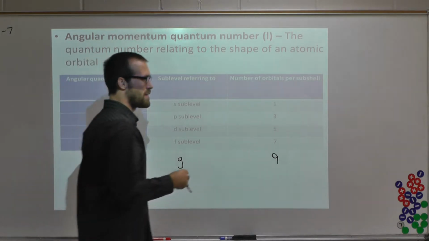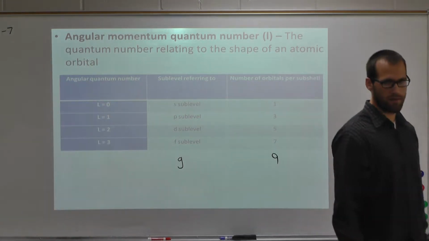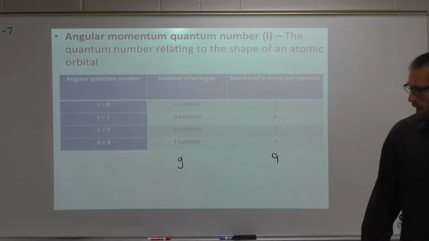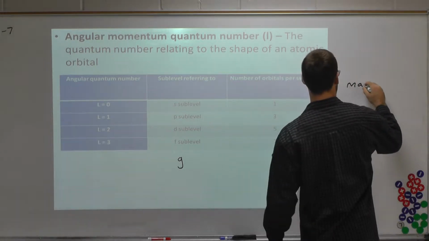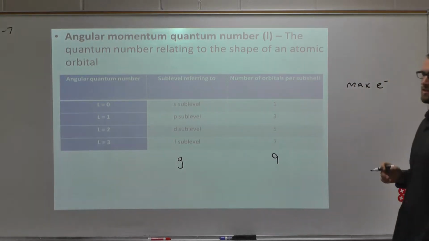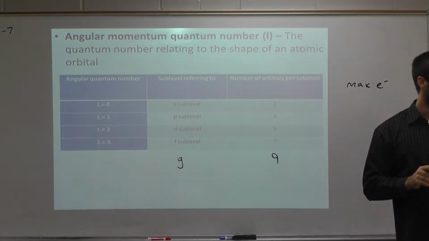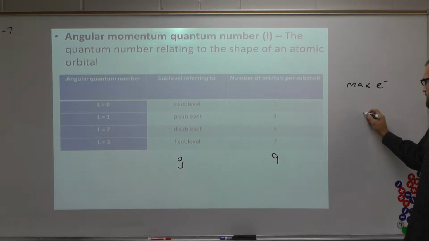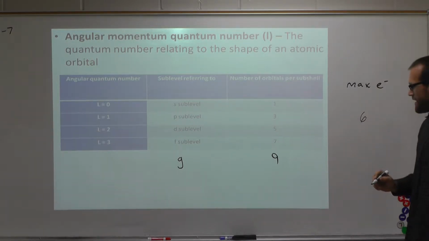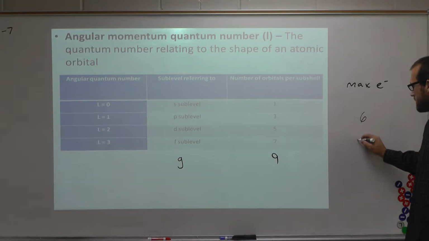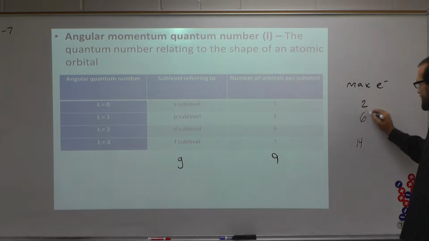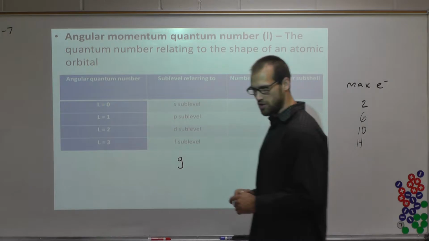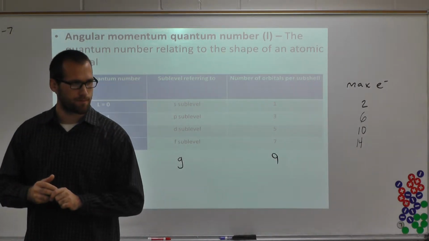Now, do you remember how many electrons can fill an orbital? 2. Okay, so let's add another column here and say max electrons that fill each sublevel. The P sublevel, what's the max? 6. The F sublevel, how many? Do the math. Okay, and then we got 2, we got 10, correct? You should recall or remember these.